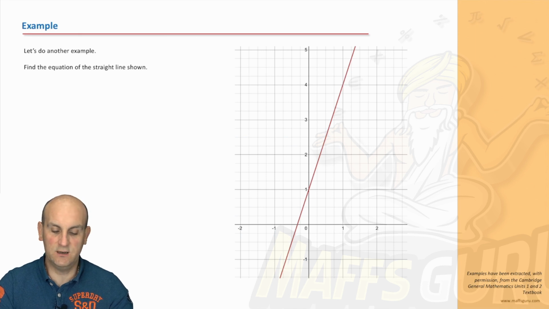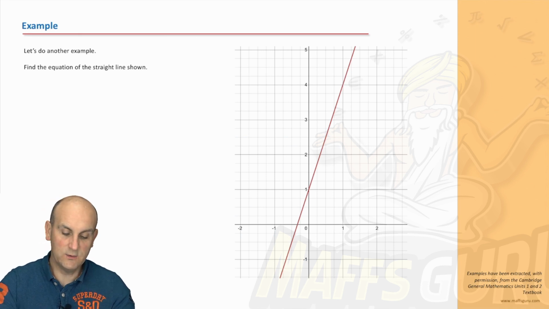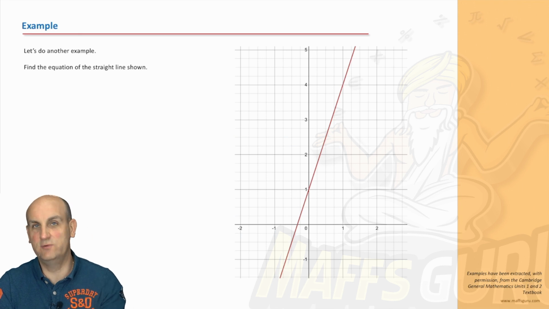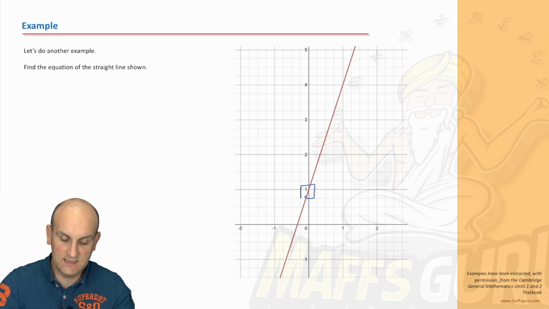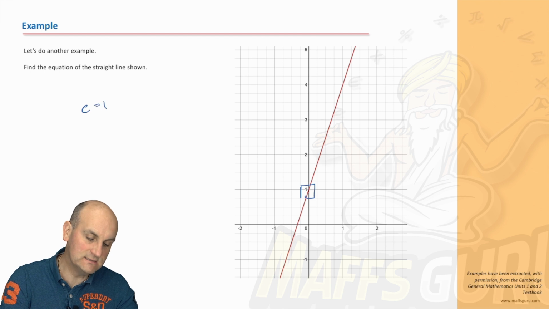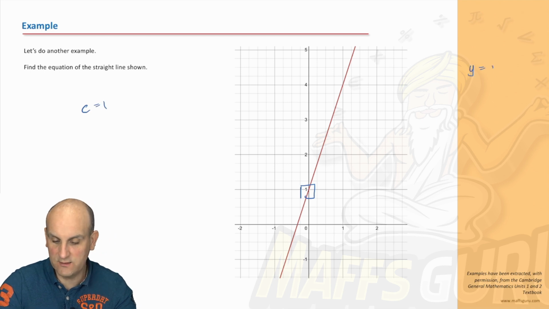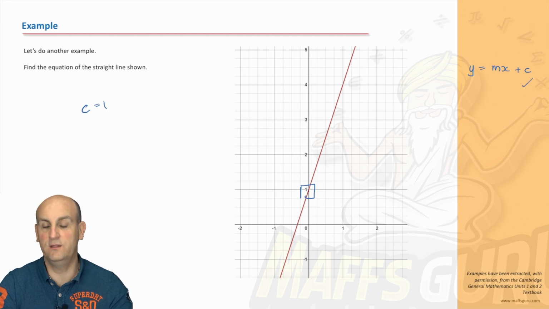Find the equation of the straight line shown. Let's see what we can come up with. So again, remember, it's always easiest to read off the intercept. So here is my intercept. So I now know that c is equal to 1. We'll write the equation over here that we're trying to get to, y equals mx plus c. We now know c, we need to find the value of m.